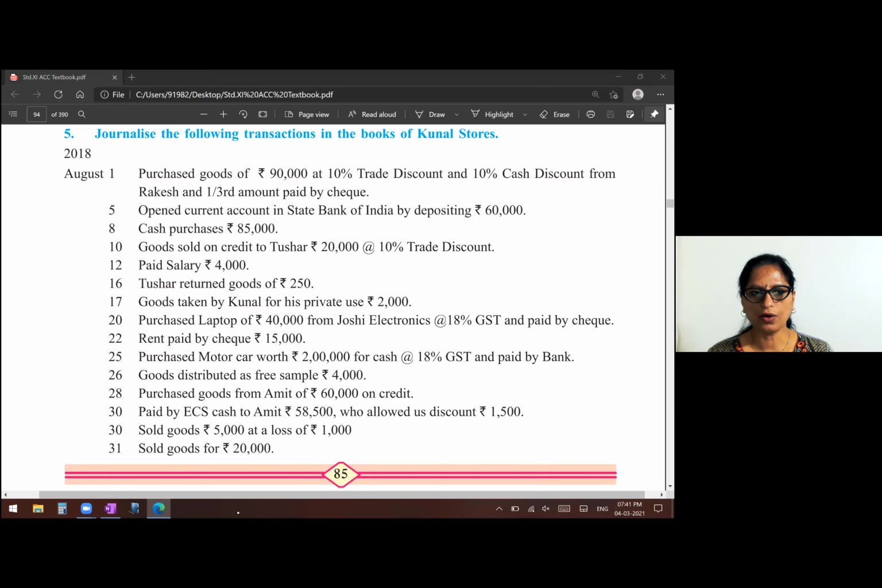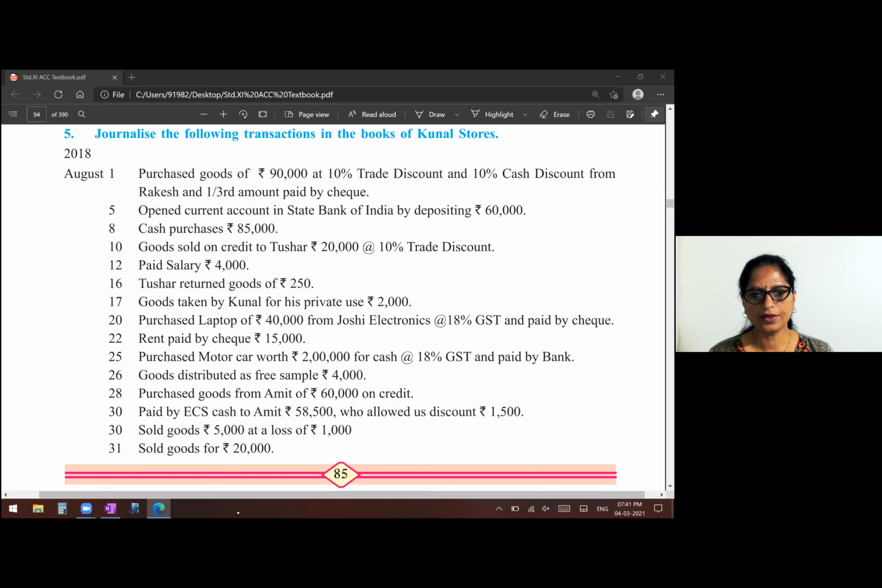They are for the year 2018, August 1. Purchased goods of 90,000 at 10% trade discount and 10% cash discount from Rakesh and one-third amount paid by check. Fifth, opened current account in State Bank of India by depositing rupees 60,000. Eighth, cash purchases rupees 85,000. 10th, goods sold on credit to Tushar rupees 20,000 at 10% trade discount. 12th, paid salary rupees 4,000.